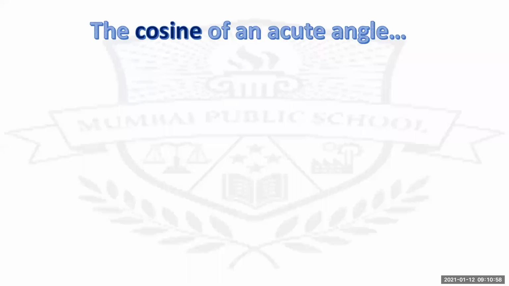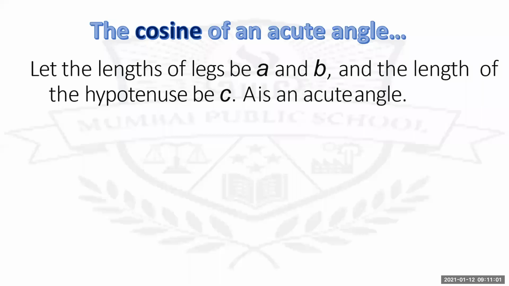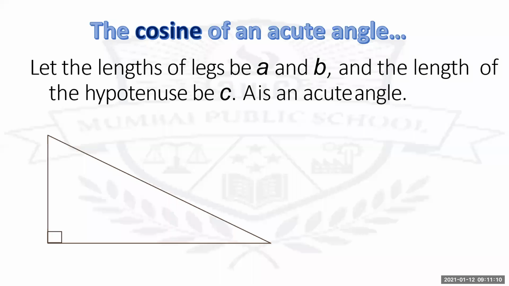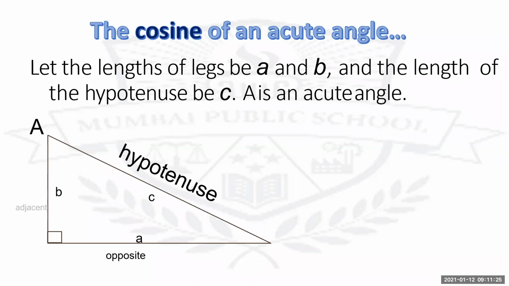The cosine of an acute angle. Let the lengths of the legs be a and b, and the length of the hypotenuse be c. A is an acute angle. So consider this to be the right angle triangle, A to be the acute angle, length of the sides as small a, b, and c respectively. Hypotenuse, the side opposite to the 90 degrees, opposite side of A and adjacent side.